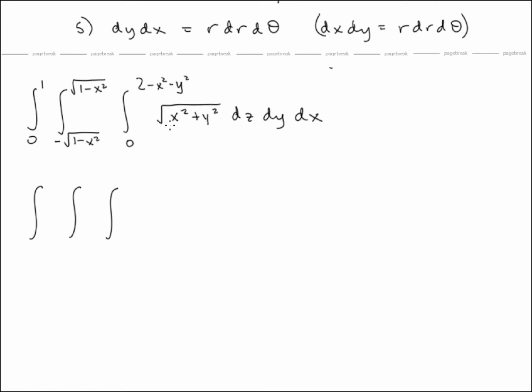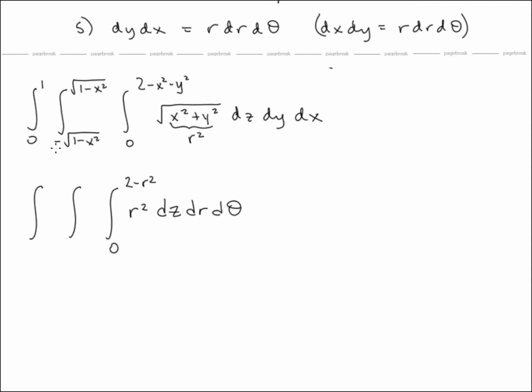We said the first thing we want to do is to change this to r squared. We're going to have radical r squared, which is going to simplify to r, because in our case we're only considering r to be greater than or equal to 0. We know that our dz, dy, dx is going to be r dz, dr, d theta, so we have an r squared then. We want to change our bounds on z to be written in terms of r and theta. So we have 0 and then 2 minus r squared.